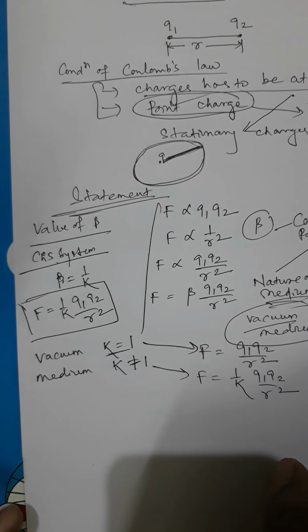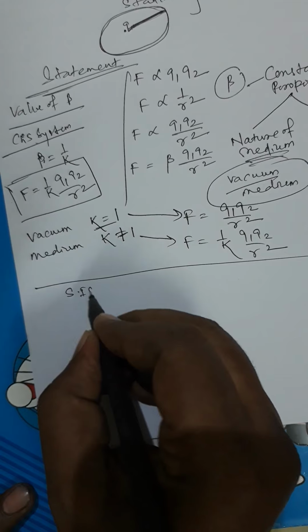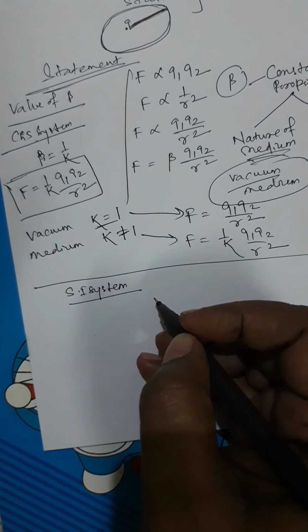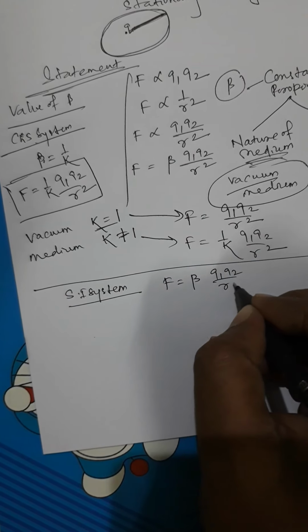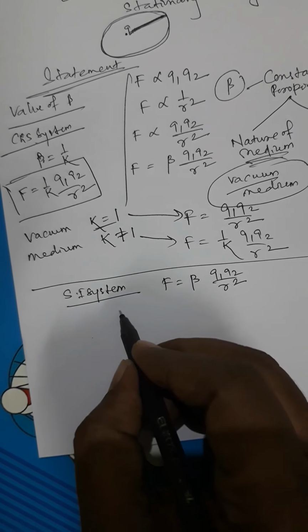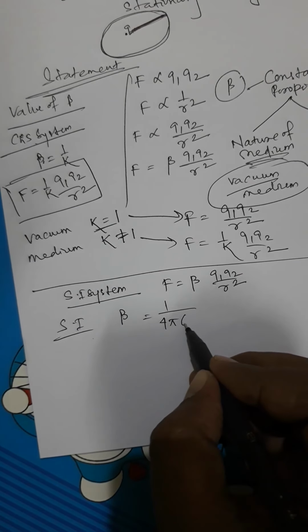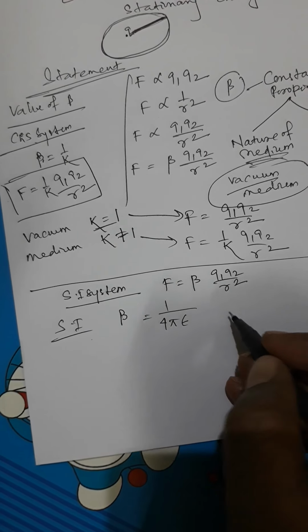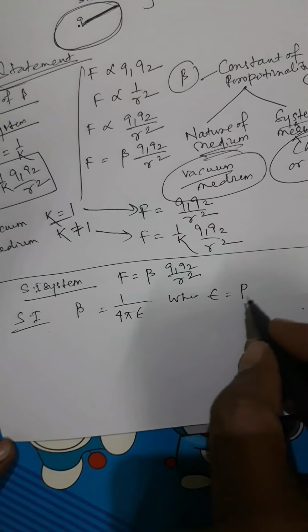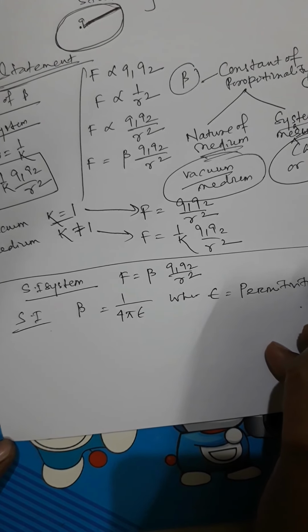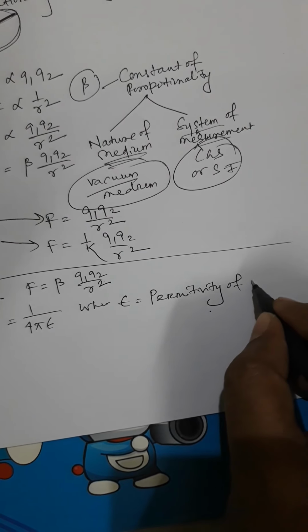Okay. Now we'll go for the most practical system, the SI system. This is very important. Listen carefully. Now the original expression for Coulomb's law is F is equal to beta q1 q2 by r square. Now in SI system, this beta is equal to 1 by 4 pi epsilon. 1 by 4 pi epsilon, where epsilon is the permittivity of the medium.